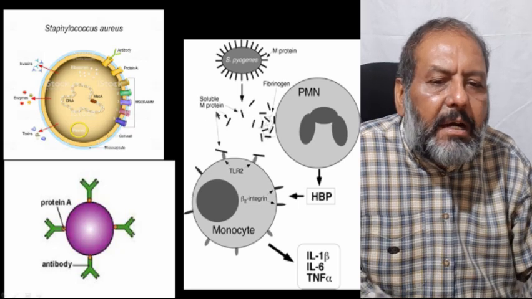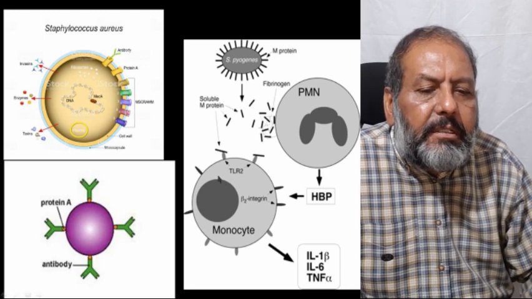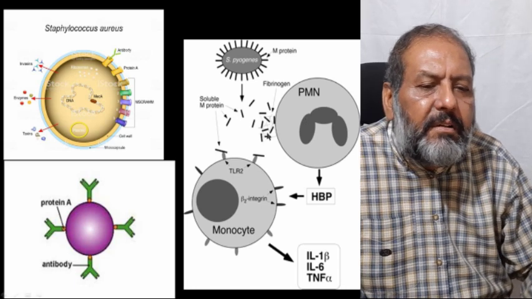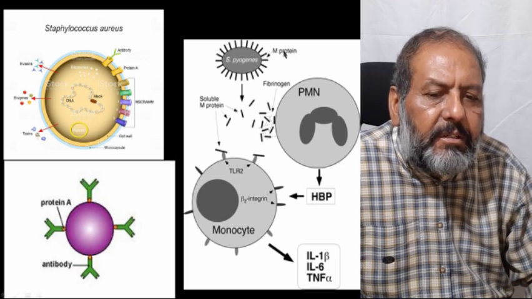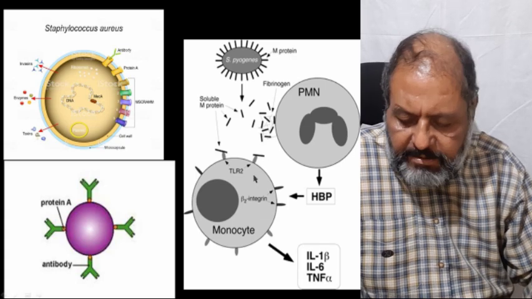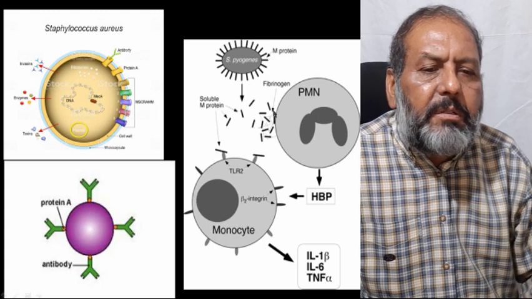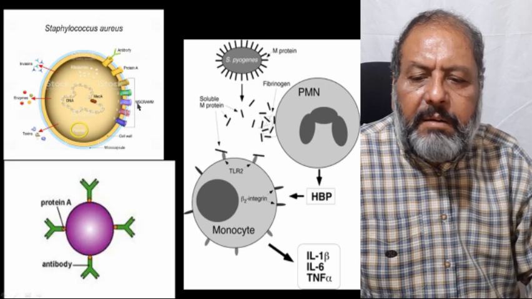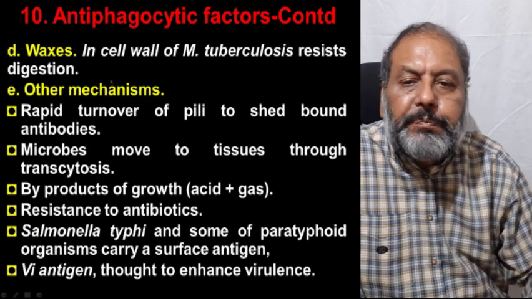Similarly here, the soluble M protein attaches to the monocytes and neutrophils, and it helps to avoid phagocytosis, as these proteins are antiphagocytic in nature, and the macrophages and the polymorphs are not able to engulf the bacteria because of the presence of this M protein and protein A and other proteins secreted by the bacteria.